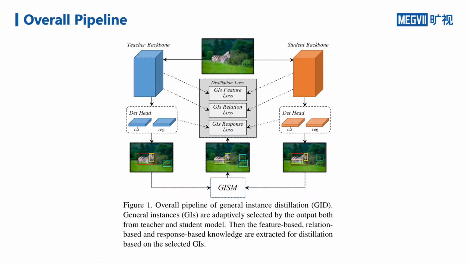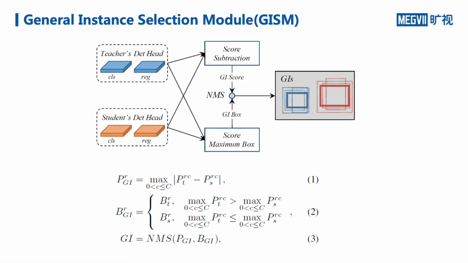GI are adaptively selected both from the teacher and student module by General Instance Selection Module, aka GISM. Then the feature-based, relation-based, and response-based knowledge are extracted for distillation based on the selected GIs. In GISM, we calculate the L1 distance of the classification scores from student and teacher as GI scores, and preserve regression boxes with higher scores as GI boxes. To avoid losses double counting, we use the NMS algorithm to remove duplicates.